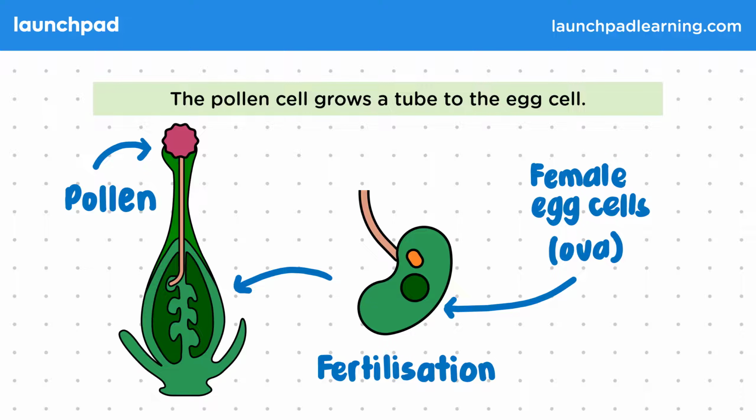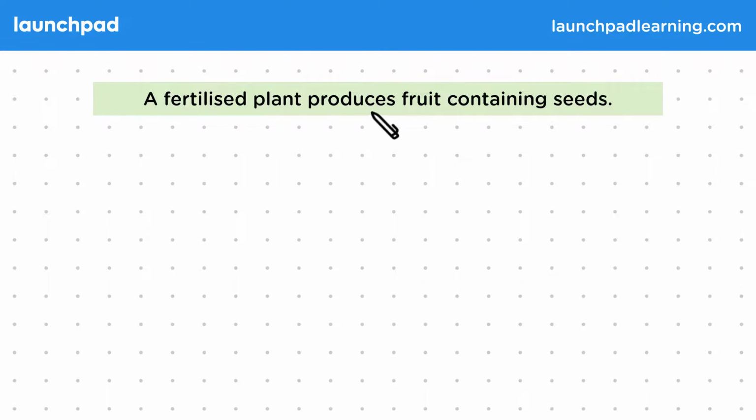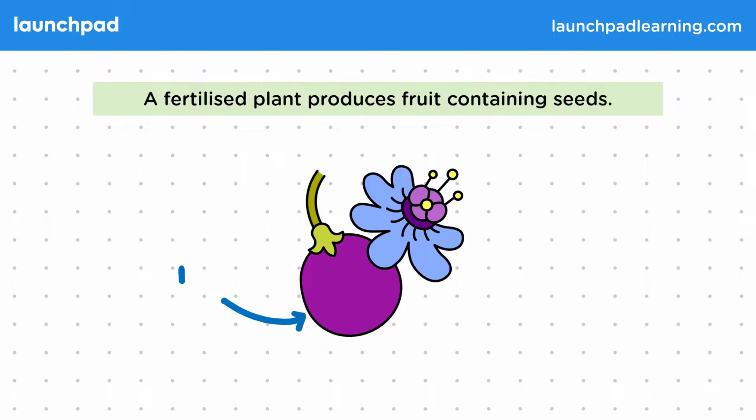What happens after fertilization? A fertilized plant produces fruit containing seeds. This is an example of what the fruit may look like. Inside it will be all the seeds ready to grow and produce a new plant.